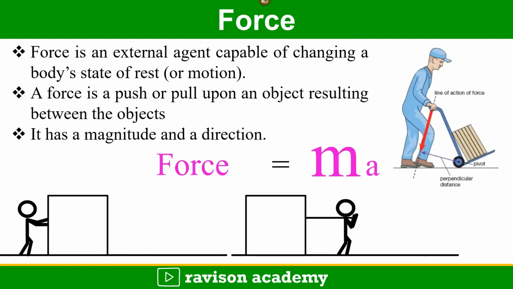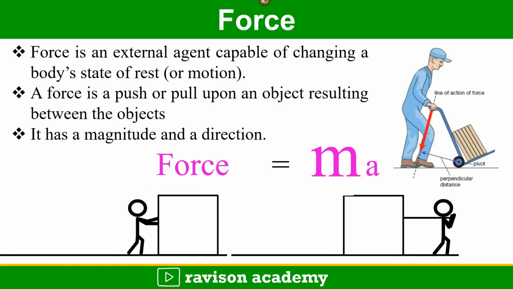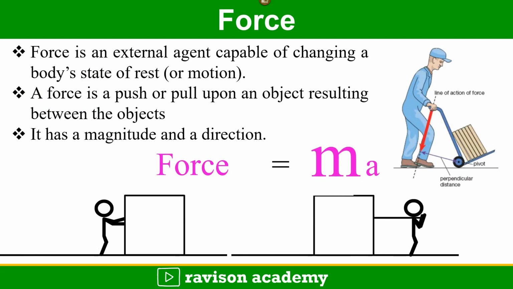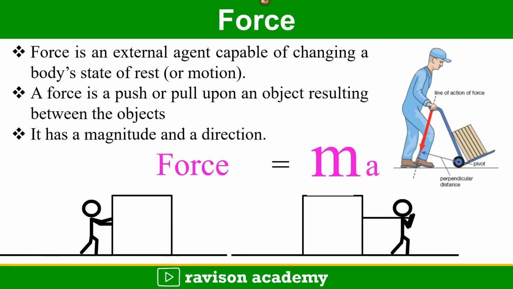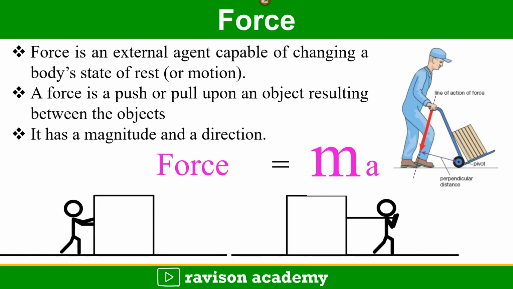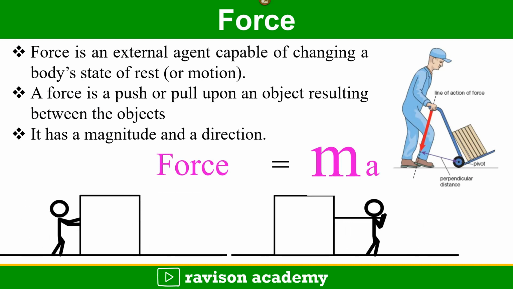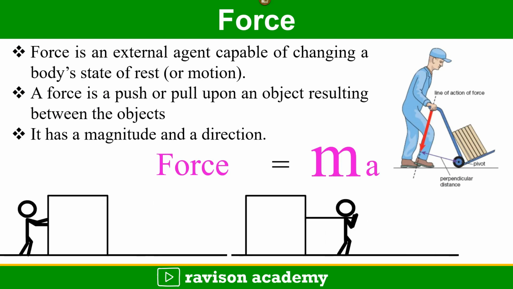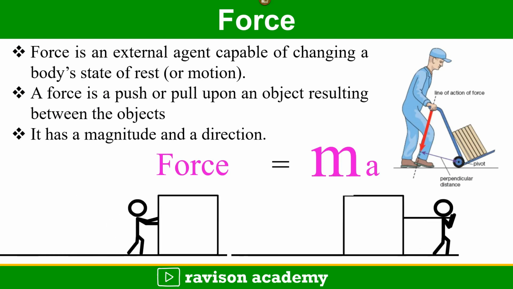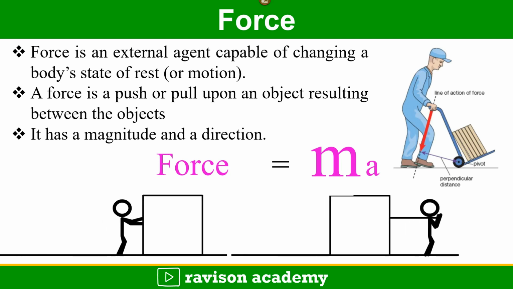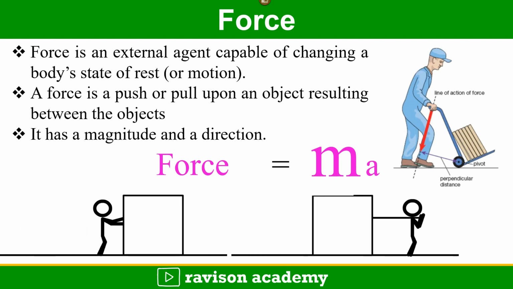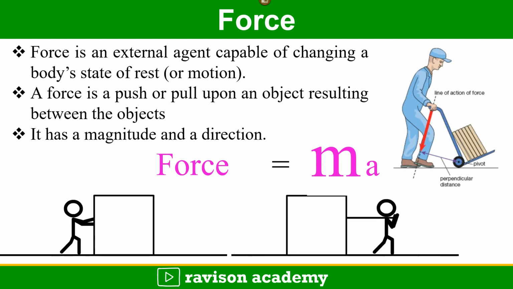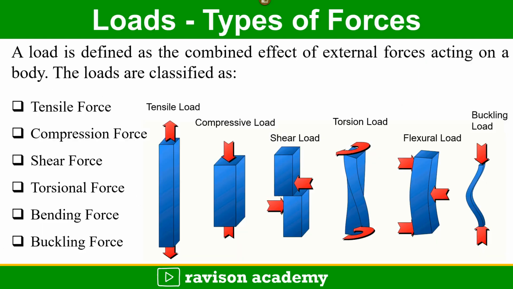Force is an external agent capable of changing the body's state of rest. Force is a push or pull on an object resulting from an interaction between two objects. Force has magnitude and direction. From basic principles, force is equal to mass into acceleration. If you have a body, you can push the body to move or you can pull the body to move. So force is an external agent, a pull or push, that changes the body's state.